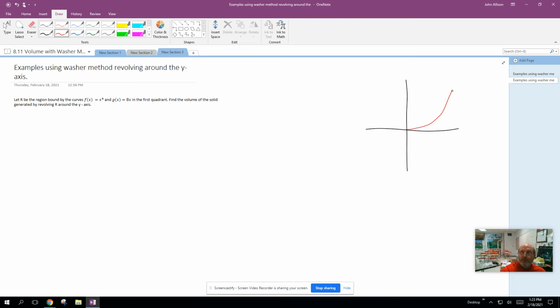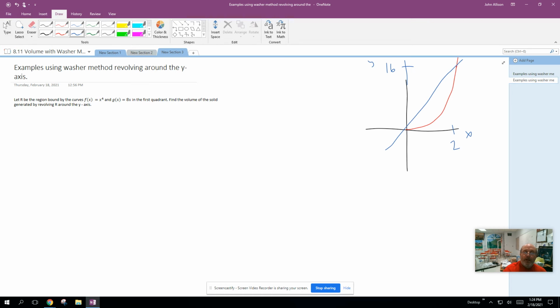F of x equals x to the fourth is parabola-like. And the line y equals 8x is a line through the origin. These two are going to intersect at x equals 0, at the origin, and when x equals 2 and y equals 16.